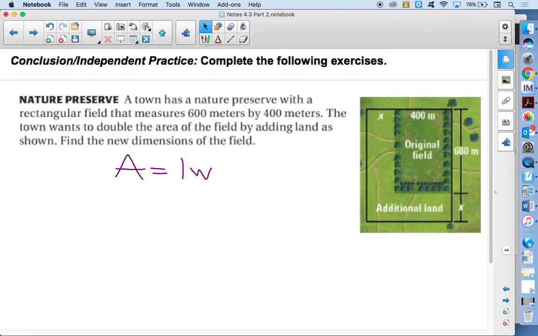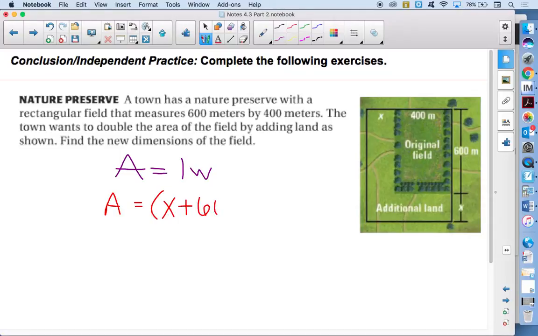All right, so I see a couple of people trying to do some things. So, in this case, area is equal to length times width. What is the area that we're looking at? Paige? Parentheses, x plus 600, and then another set of parentheses, x plus 400. So if we want to find our new area, we have to take that x and add 600 to it. That would be our new length. And x plus 400 is our new width.